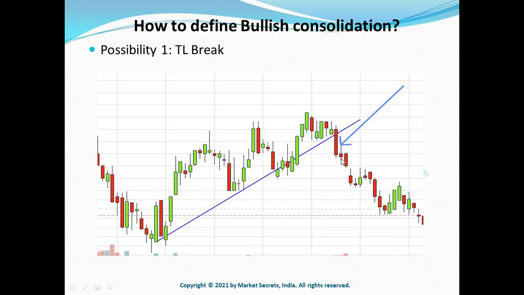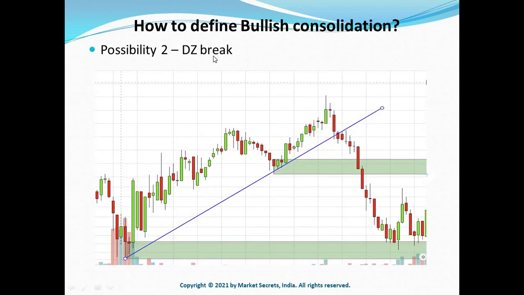The moment the trend line is broken, the rule states that there is a bullish consolidation. So we are not in an uptrend anymore. We are in a bullish consolidation trend. This marks the official end of the uptrend and the official beginning of the bullish consolidation trend. So this is possibility number one.